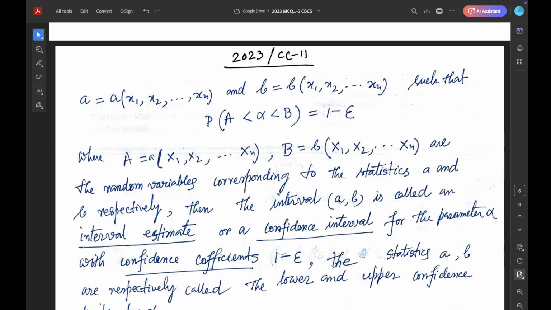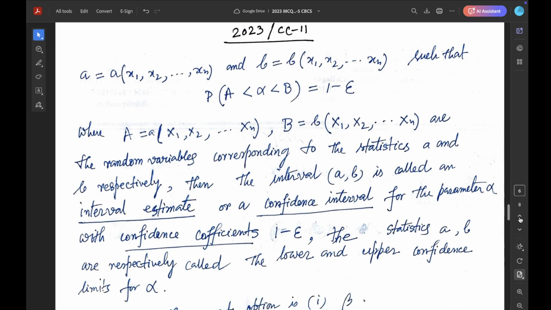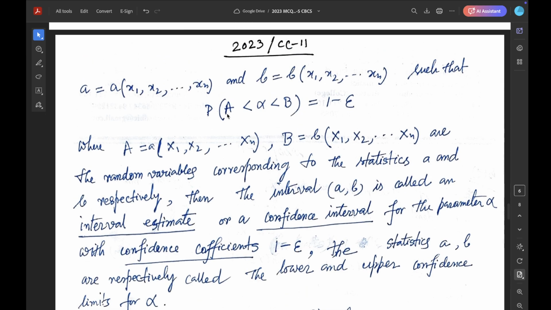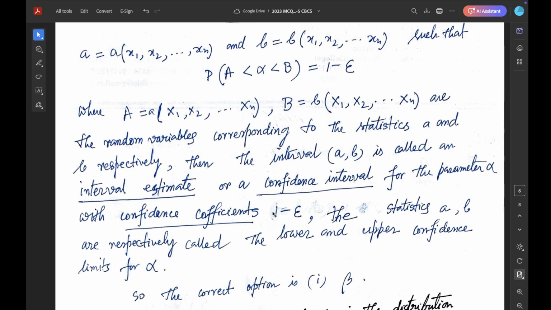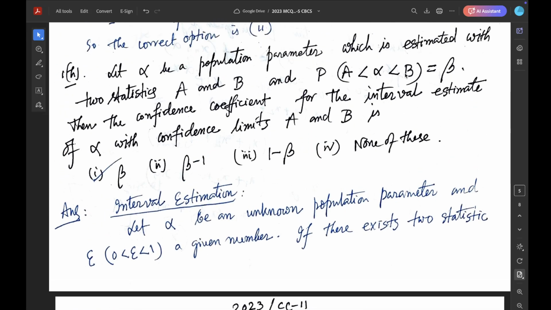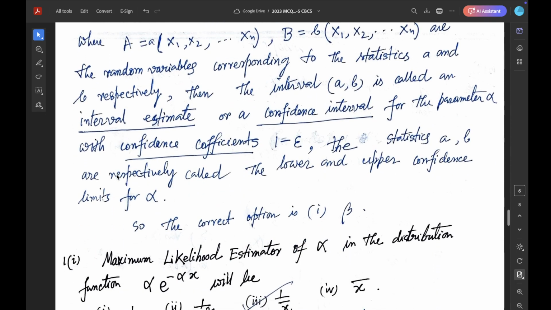Then the open interval (A, B) is called the interval estimate or confidence interval for the parameter alpha with confidence coefficient 1 minus epsilon. The statistics A and B are respectively called the lower and upper confidence limits for alpha. So here, probability of A less than alpha less than B equal to 1 minus epsilon, then the confidence coefficient is 1 minus epsilon. So in this question, probability of A less than alpha less than B equal to beta, so the confidence coefficient is actually beta. So the correct option is 1, beta.